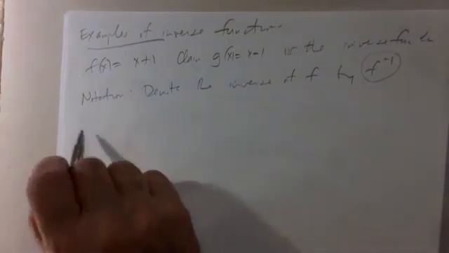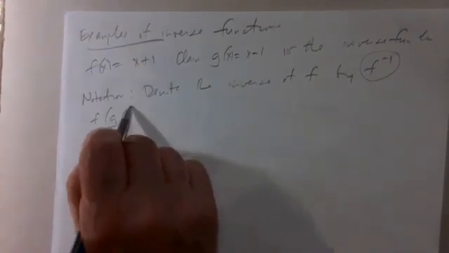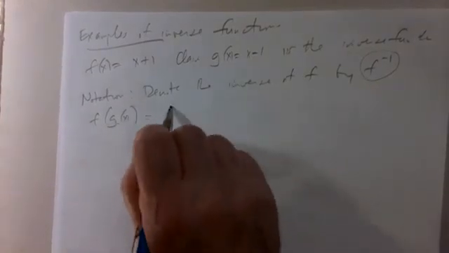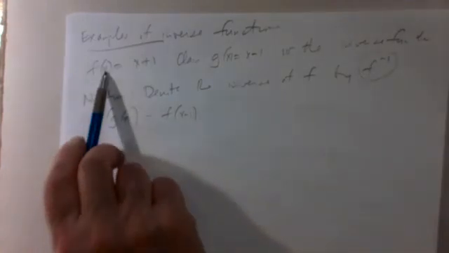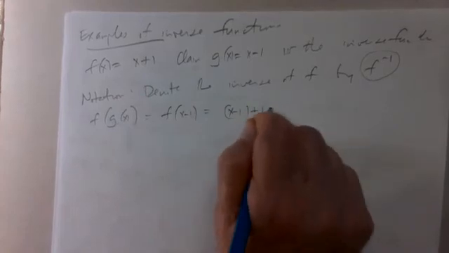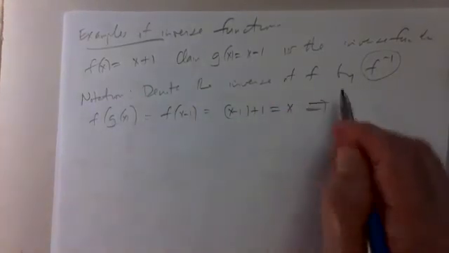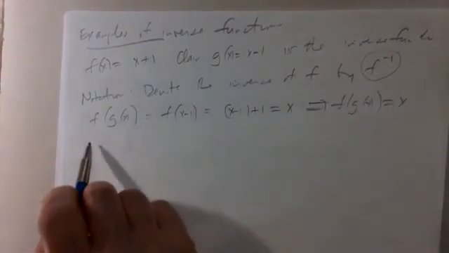So let's just check. What is f of g of x? Well, g of x is x minus 1, so this is f of x minus 1. And if you plug x minus 1 in here, what do you get? You get x minus 1 plus 1. The ones cancel, you get x. So f of g of x equals x.